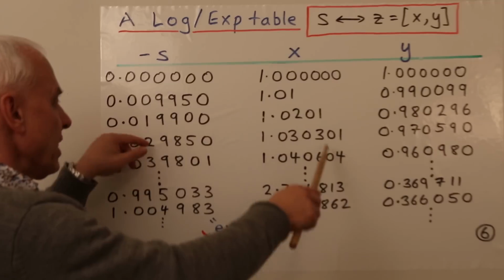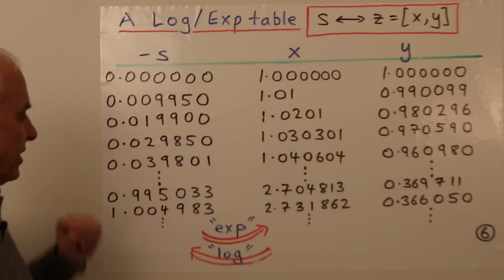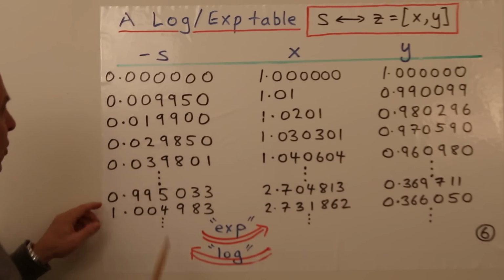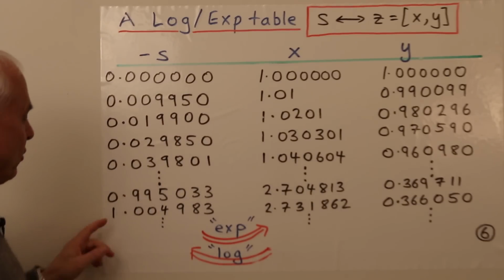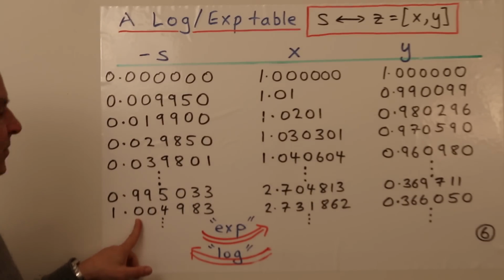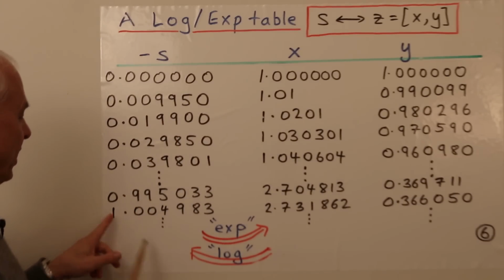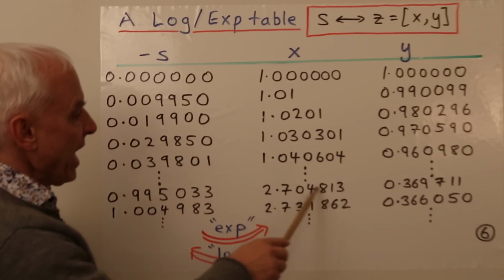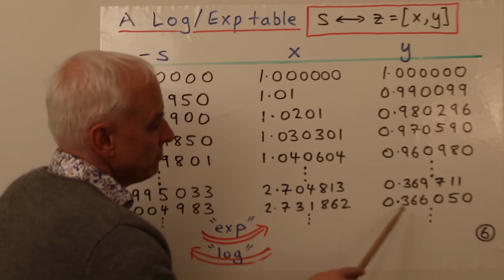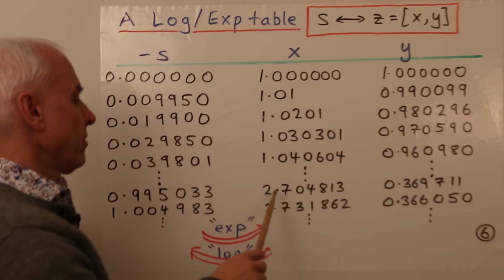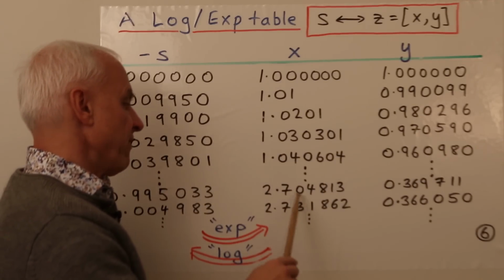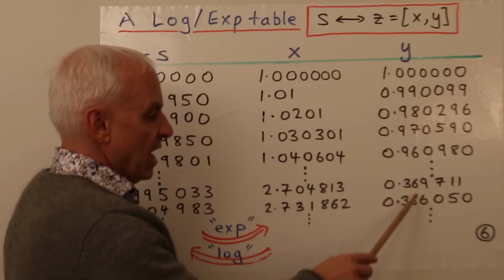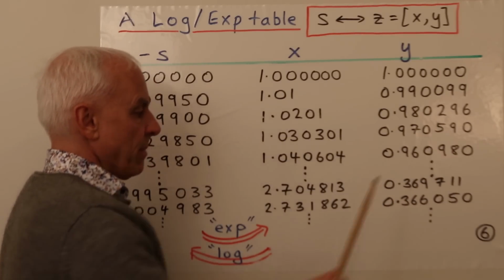Okay, so we could keep going, and then there's some intermediate steps, and I've just fast forwarded to the value where the s has gotten up to the value close to 1. So here is 0.995 something, and here is 1.004. So we're just straddling 1, and the corresponding x and y coordinates are, well, here roughly around 2.704 or 2.731, and over here 0.369, 0.366, something like that.